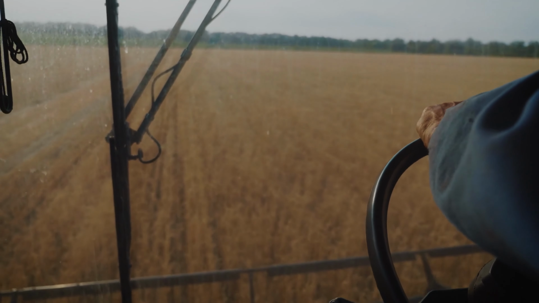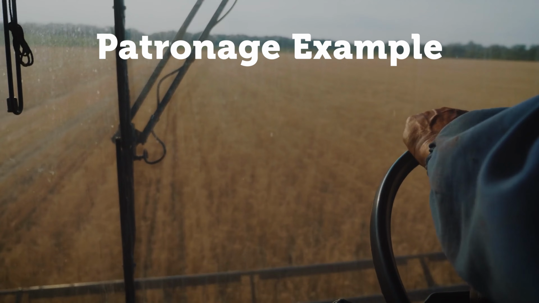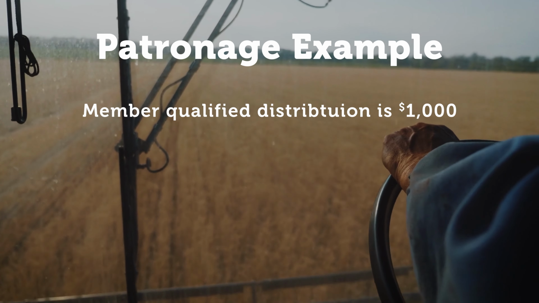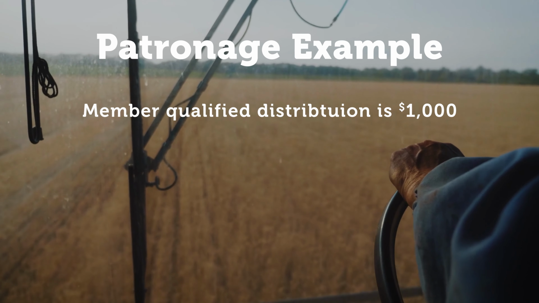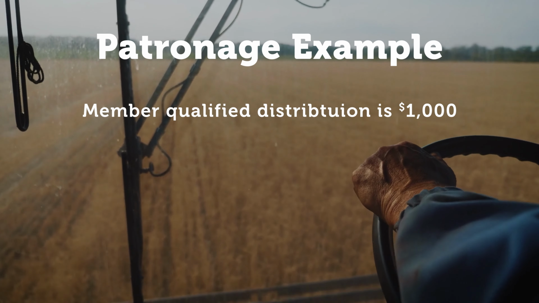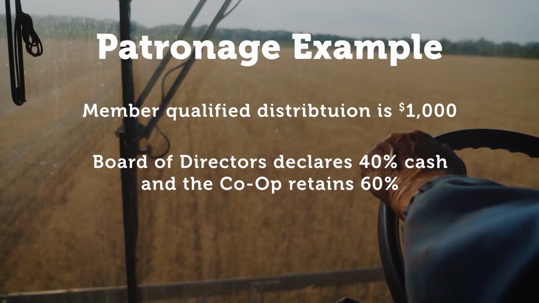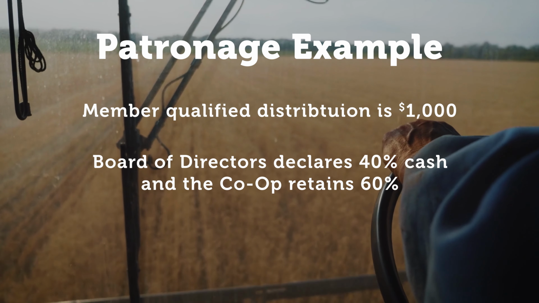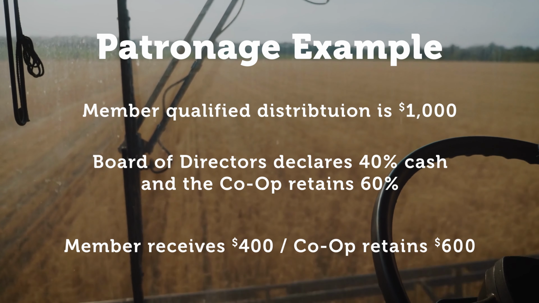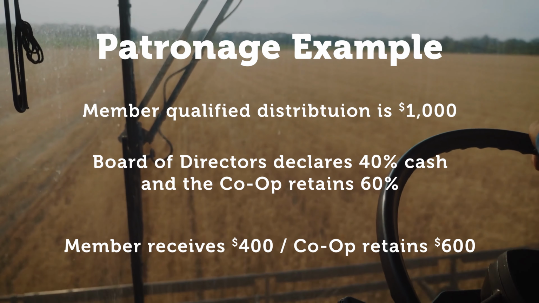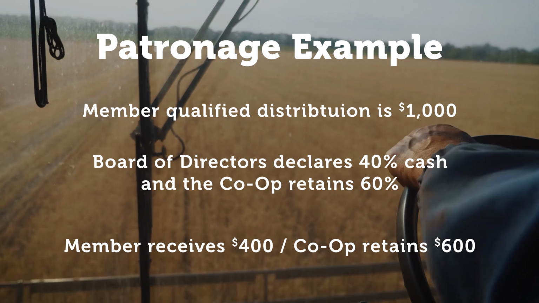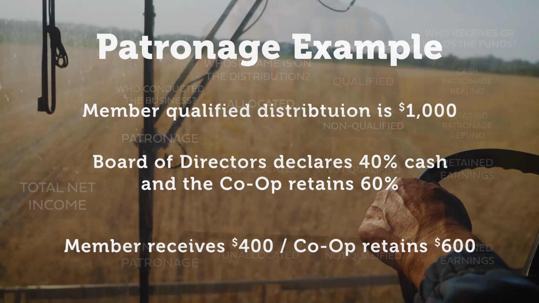Let's go through an example. Assume a co-op distributed $1,000 of patronage to a member. All of this distribution is allocated and is qualified. The board of directors declares 40% as cash and retains the remaining 60%. That means the member would receive $400 in cash and the co-op would hold $600 as retained patronage or equity with the member's name on it.